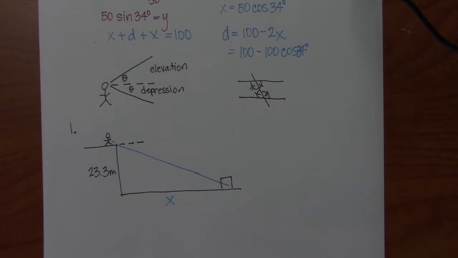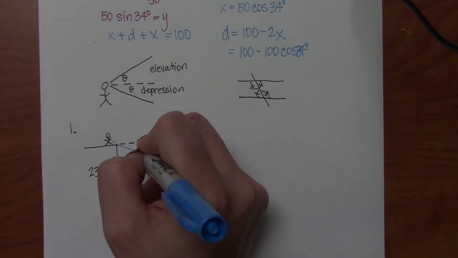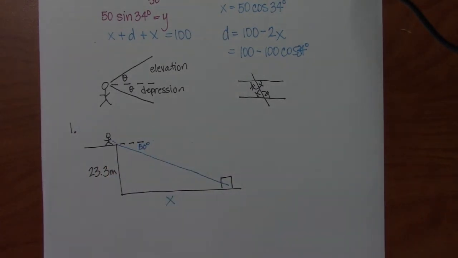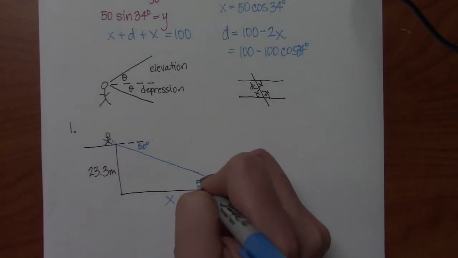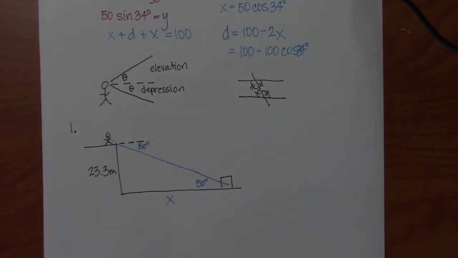So in this case, they told us that the angle of depression was 50 degrees, so that means this angle is 50 degrees. See, that angle's outside your triangle. However, that dotted line is parallel to the base. So what you have here are 2 parallel lines with a line cutting across, so that means this angle is also 50 degrees. They're opposite interior angles.